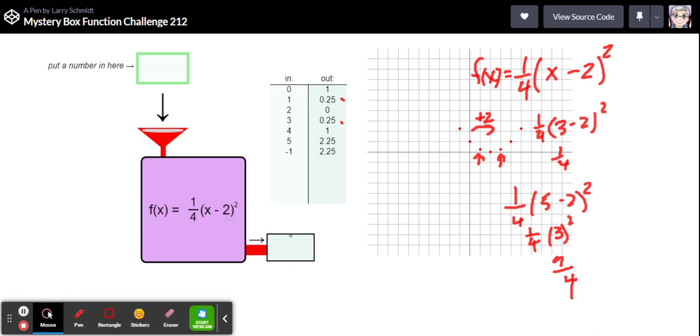So let's go ahead and take a look. And there it is, 1/4 times x minus 2 quantity squared, and we can graph that. Beautiful wide parabola there because of that multiplier of 1/4.